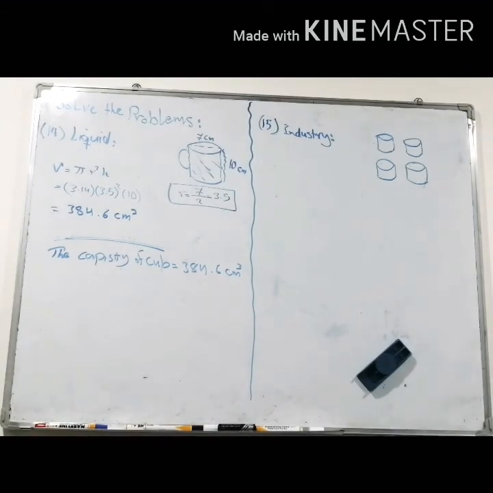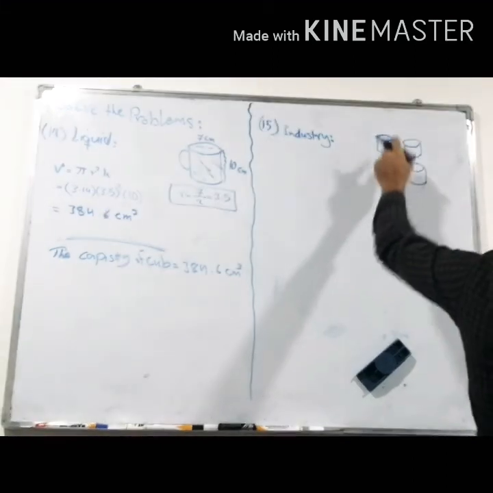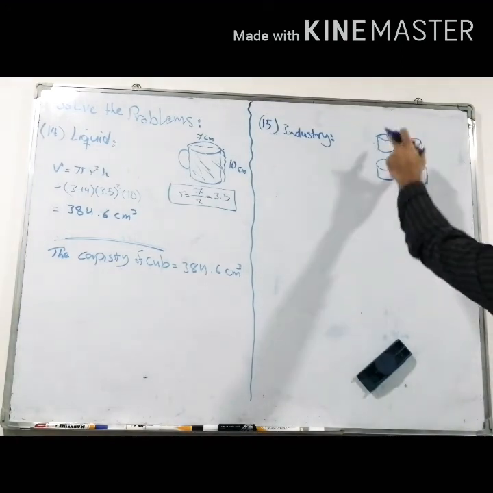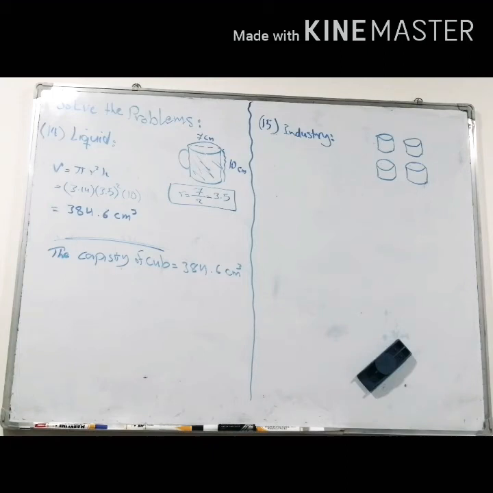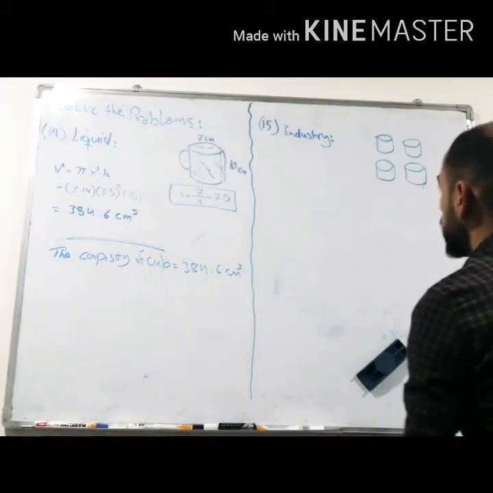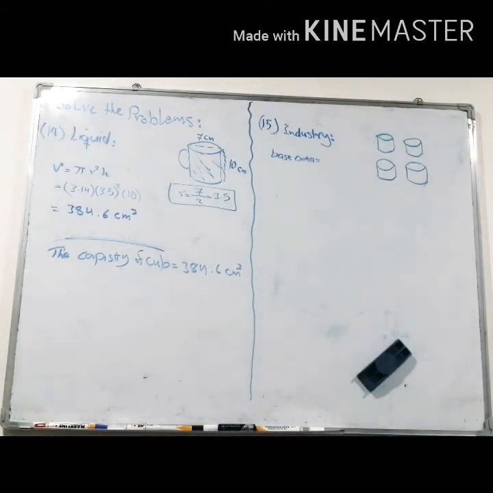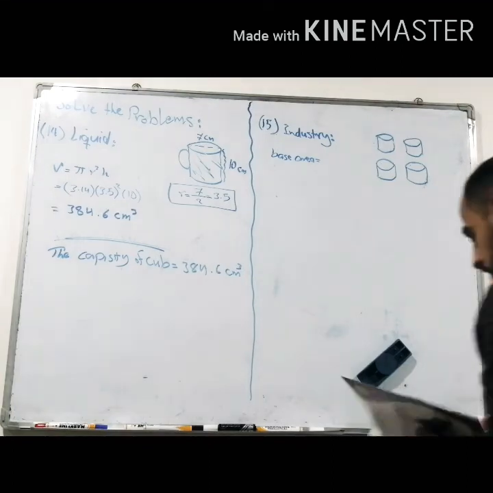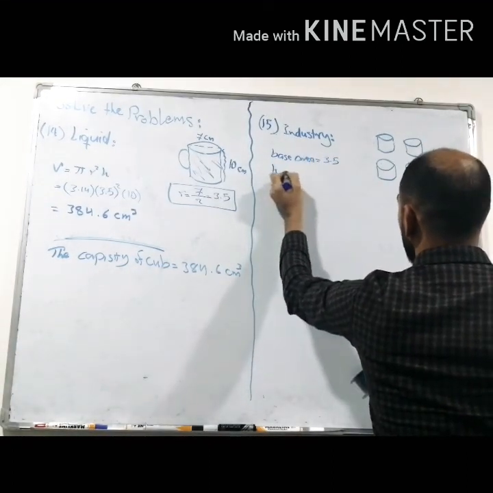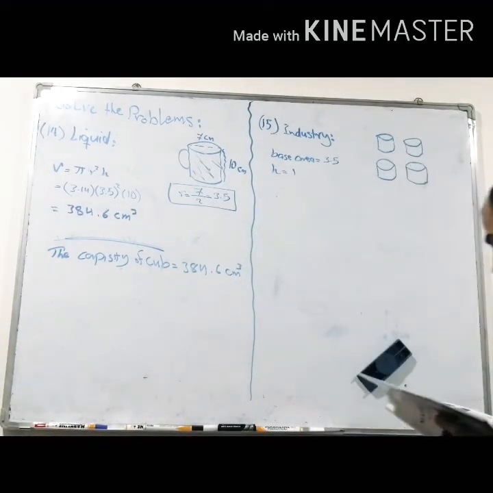In question number 15, he said to calculate the amount of capacity of 4 cylindrical cans which are equal in volume. So we have 4 cylindrical cans equal in volume. If you know its base area equals 3.5 and its height equals 10, find the required area of the metallic plate which is used to manufacture all of them.